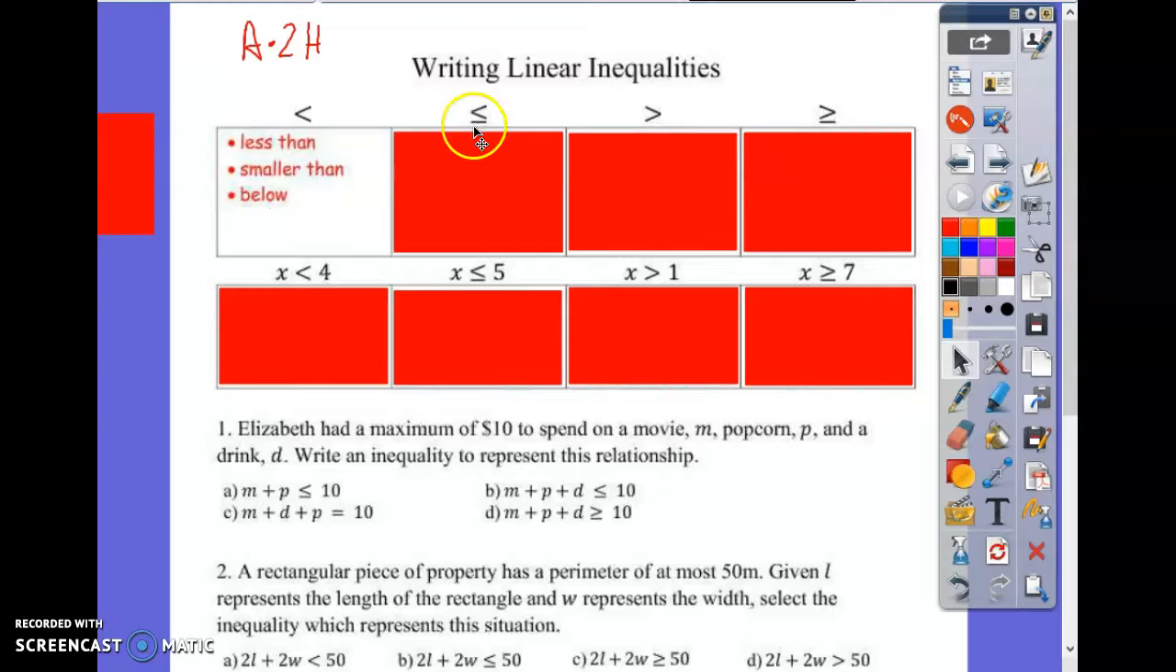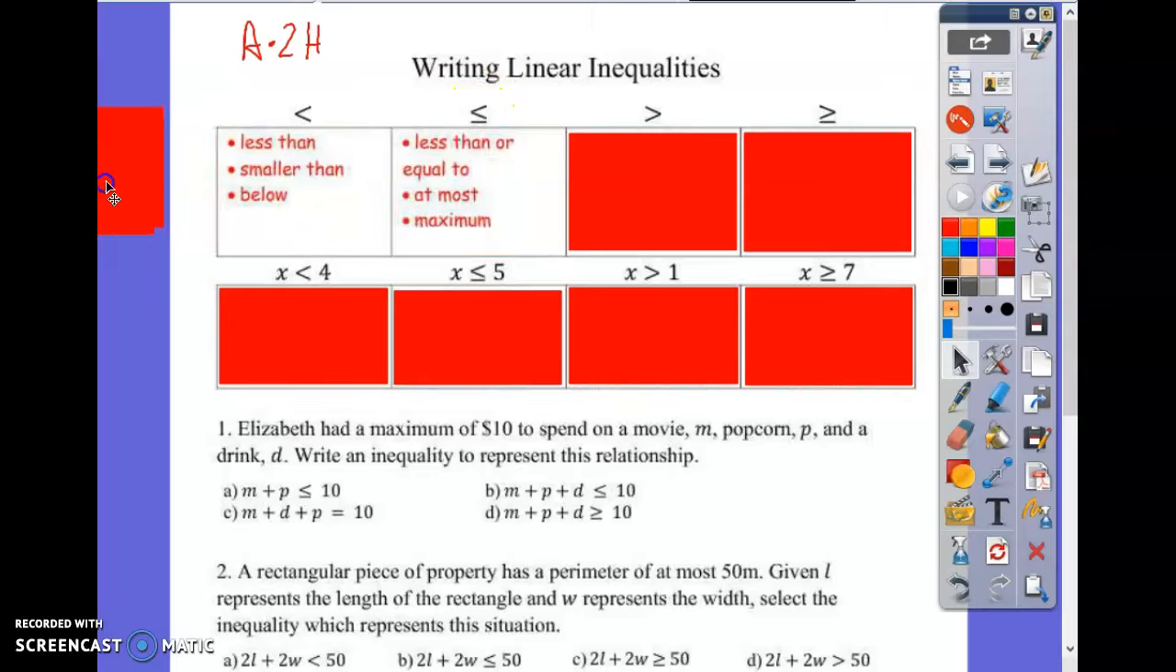If it has a line underneath, it means it can equal to it. So this is less than or equal to, right? Less than or equal to. You can also use the word at most because this is the most. Whatever's on the right side is the most it can be. So if I say at most 5, then it will be less than or equal to 5 because the most I can do is $5, right? Maximum, same thing. The maximum number will be right here on the right side.